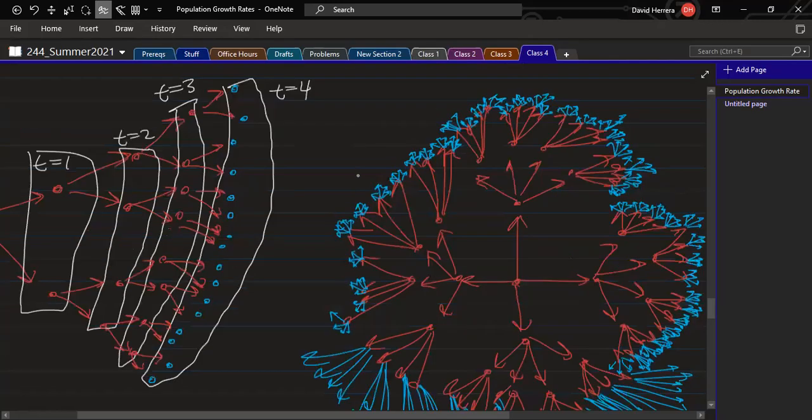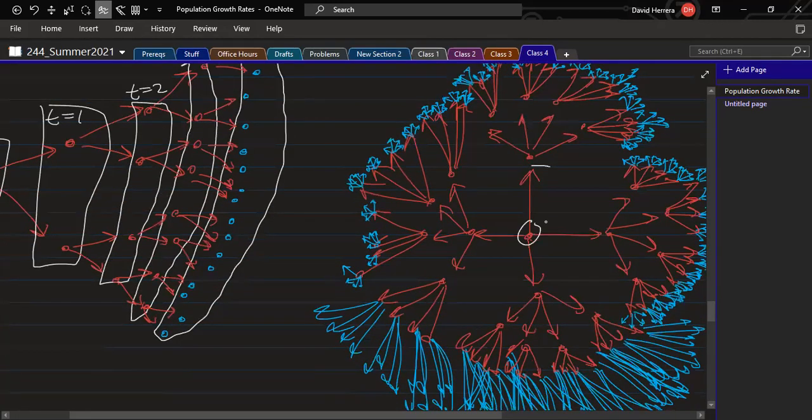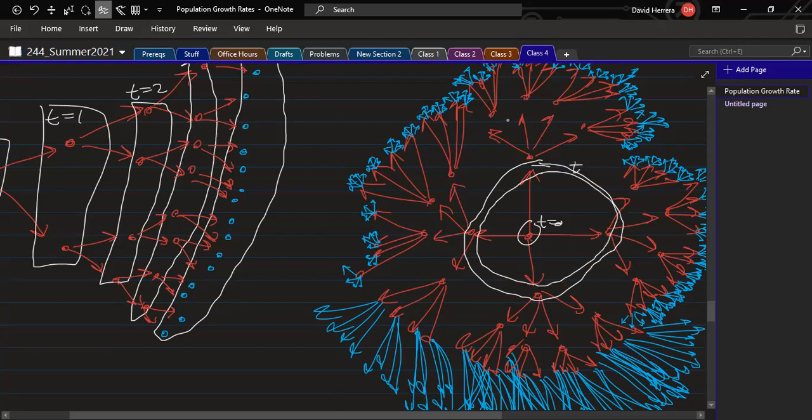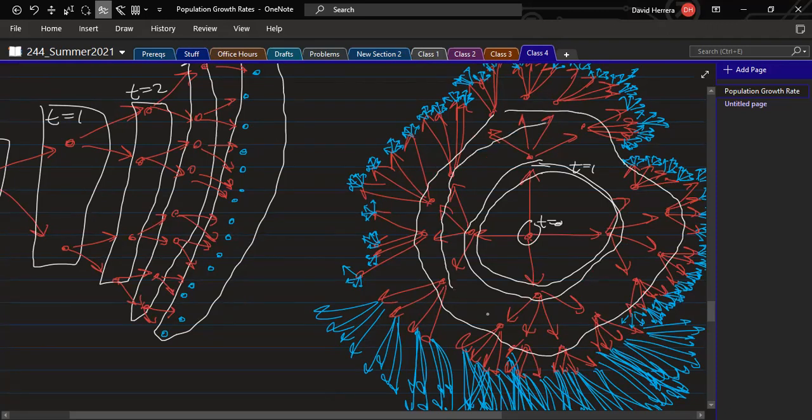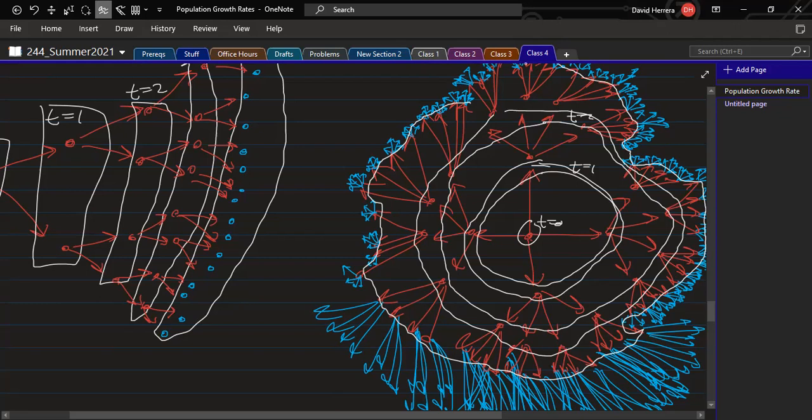So this right here is t equals 0. Zero generation. This is t equals 1. Trying to make it narrow so you can see it. This is t equals 2. And then you have here the tip of these red ones, which increasingly gets confused with the tips of the blue ones. So here is going to be generation t equals 3.